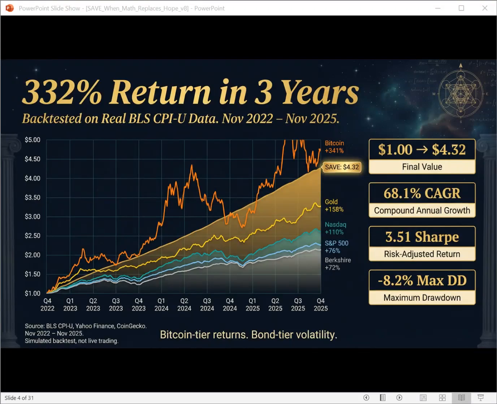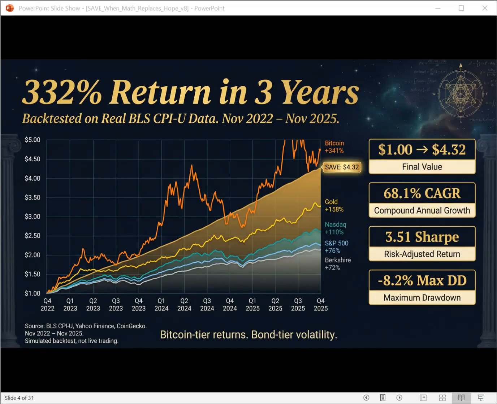SAVE returned 332%. Bitcoin returned 341%. Gold returned 158%. Nasdaq returned 110%. S&P returned 76% in the same time period. Berkshire Hathaway returned 72%, slightly less than the S&P 500.